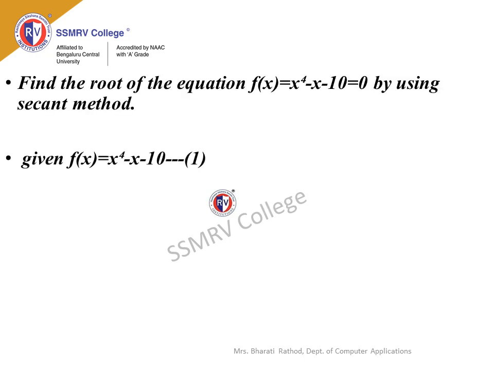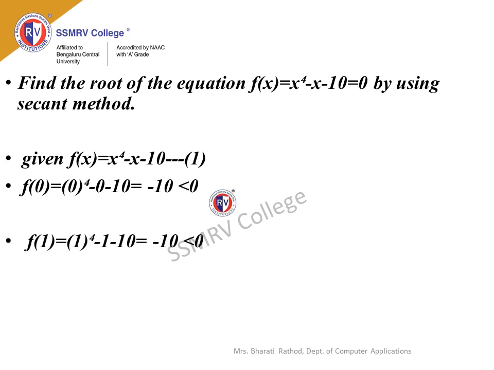Find the root of the equation f of x equal to x to the power of 4 minus x minus 10 equal to 0 by using the secant method. Solution: given f of x equal to x to the power of 4 minus x minus 10, consider it as equation number 1. Now we will find the initial approximation values, that is x0 and x1.